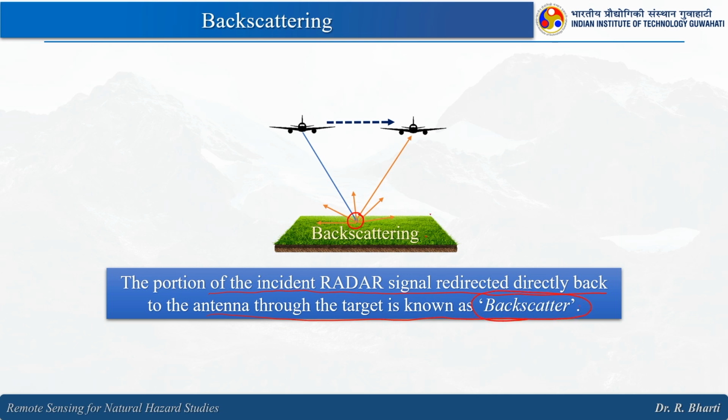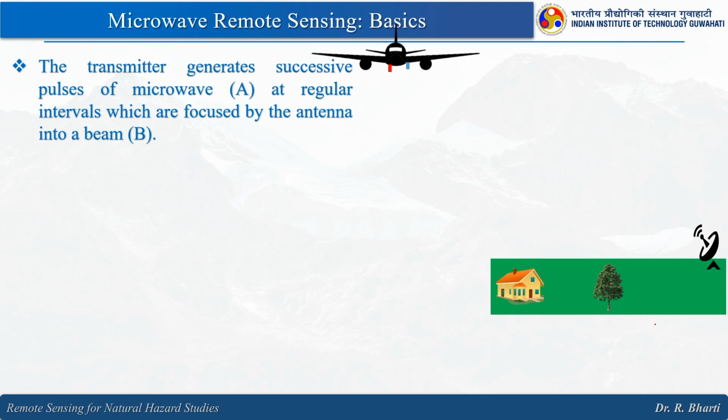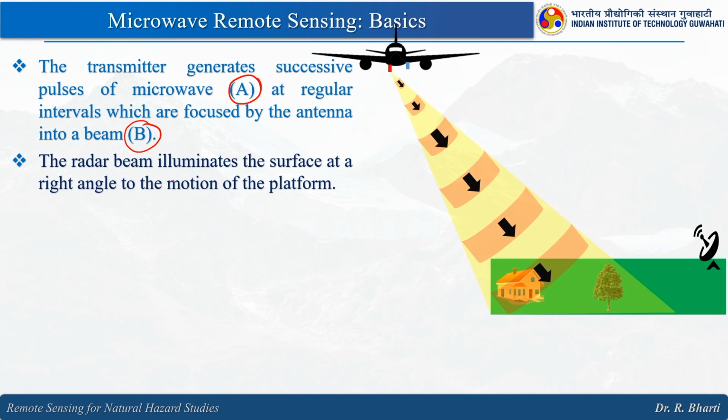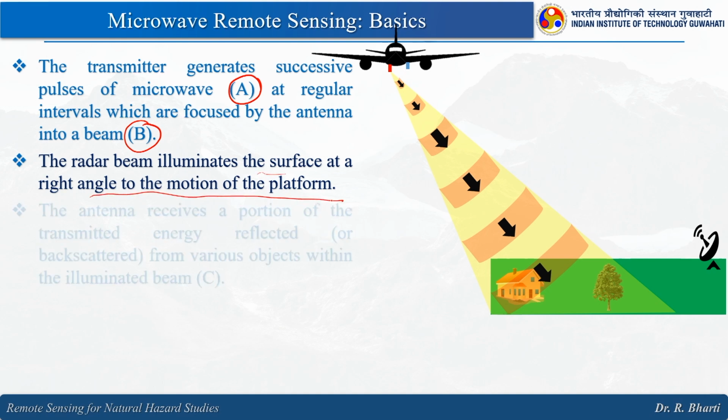So, here the target is known as backscatter and the energy is known as backscattering energy. Referring again to the basics of microwave remote sensing, the transmitter generates successive pulses of microwave energy at regular intervals, which are focused by the antenna into beam B. So, here A is the successive pulses being sent, and the beam radar illuminates the surface at a right angle to the motion of the platform.